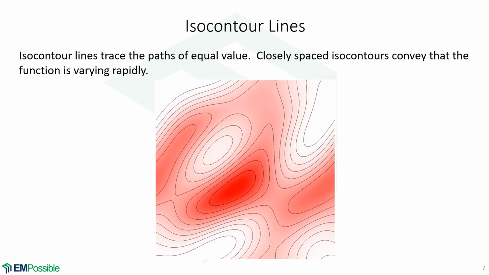Isocontour lines. Here we're looking at a scalar field, and if we think of this scalar field, let's say as elevation, if we were to walk a path that does not go up or down, but just stays at the same elevation, that's an isocontour line. And if you're used to reading maps, the more closely spaced the isocontour lines are, that indicates where the elevation is changing most rapidly.